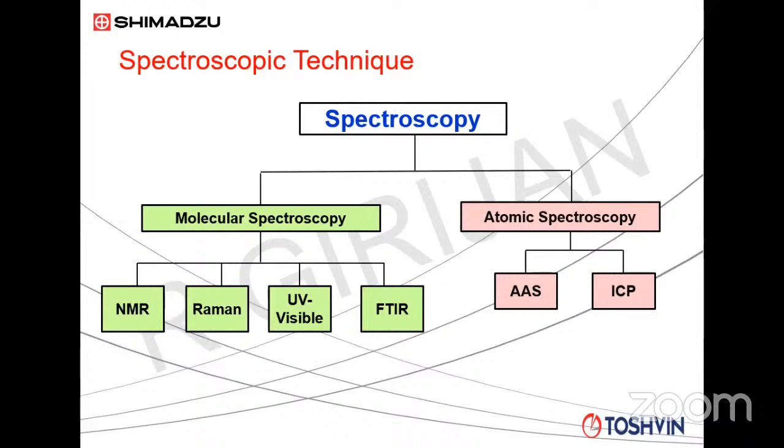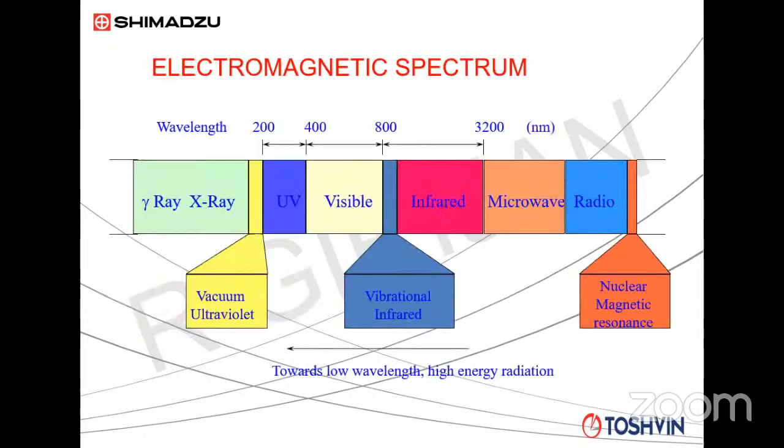And if these changes are taking place at the atomic level, then we have atomic spectroscopy techniques, where we have atomic absorption spectrophotometry, inductively coupled plasma. They're all coming under that heading. But if the changes are taking place at the molecular level, we have molecular spectroscopy: NMR is there, Raman is there, UV visible is there, FTIR is there, and fluorescence is there. So different types are coming under molecular spectroscopy also. So today we are going to briefly discuss UV visible spectroscopy.